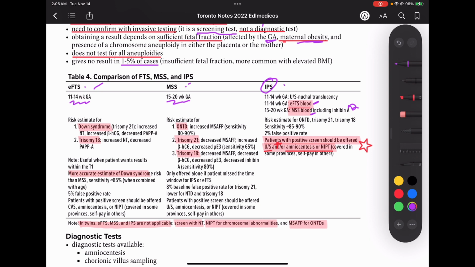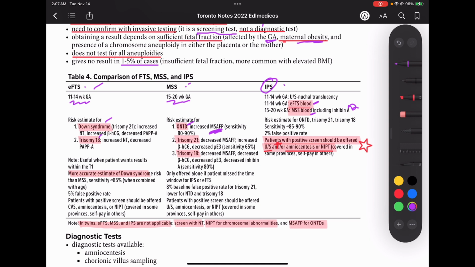Okay. We can also quickly look into it: EFTS would give a risk estimate for Down syndrome and trisomy 18, and MSS would tell us the risk estimate for open neural tube defects also. The maternal serum alpha fetoprotein is sensitive for open neural tube defects. So we can estimate that too in MSS, but trisomy 21 and trisomy 18 can also be assessed. And a patient with a positive screen should be offered any of these screenings: FTS, MSS, or IPS.